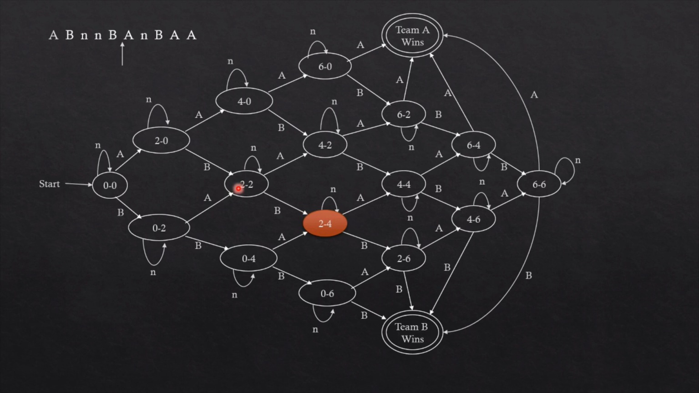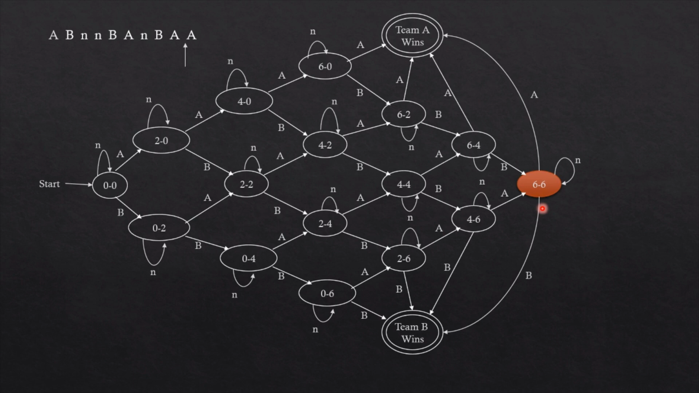Team A scores the next point, so from 2, 4, we follow the transition on A and reach the state 4, 4. We see another N and the current state stays the same. After that, B scores a point and we move to 4, 6. According to this input sequence, the last 2 points are scored by Team A. So when we're at the state 4, 6, after A gets a point, we move to the state 6, 6.